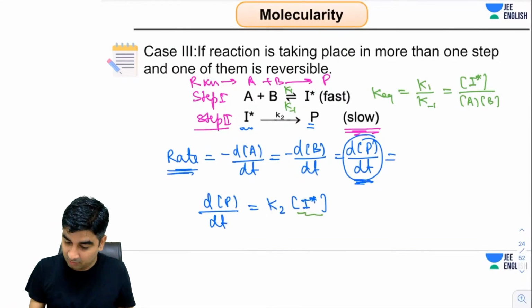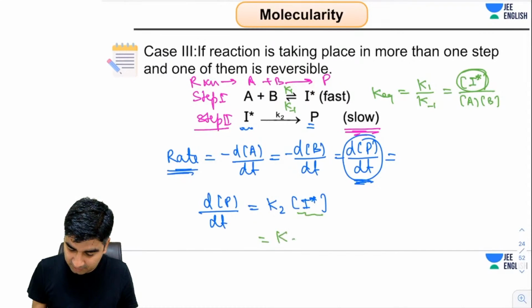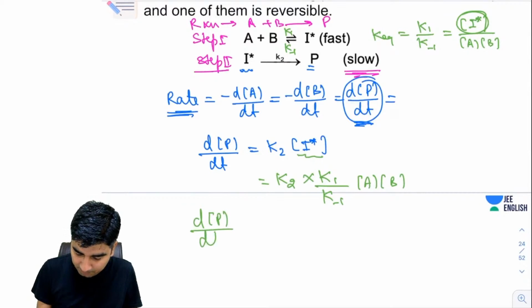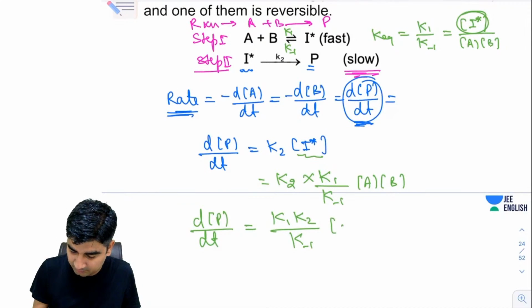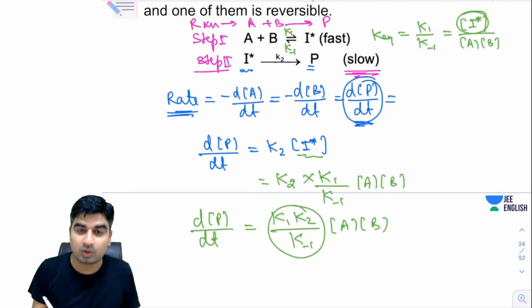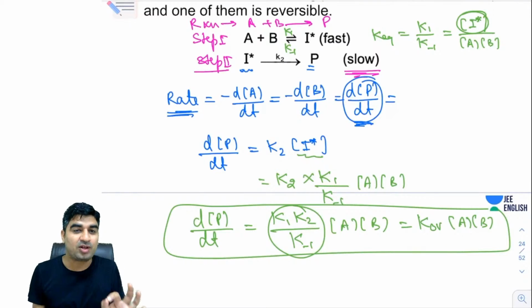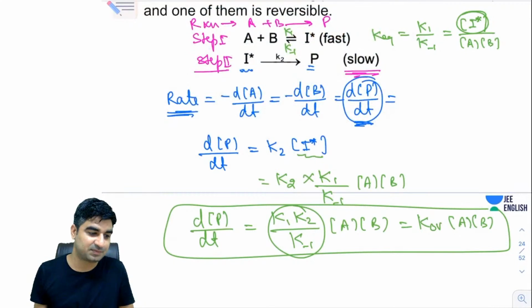So now instead of I star, you can place here k1 by k minus 1 into A into B. So this dP upon dt will be equal to k1 k2 upon k minus 1, times A and B. This whole is constant, so I say k overall. So the order of reaction will be 2. Yes, Pavan did it right. You are right.